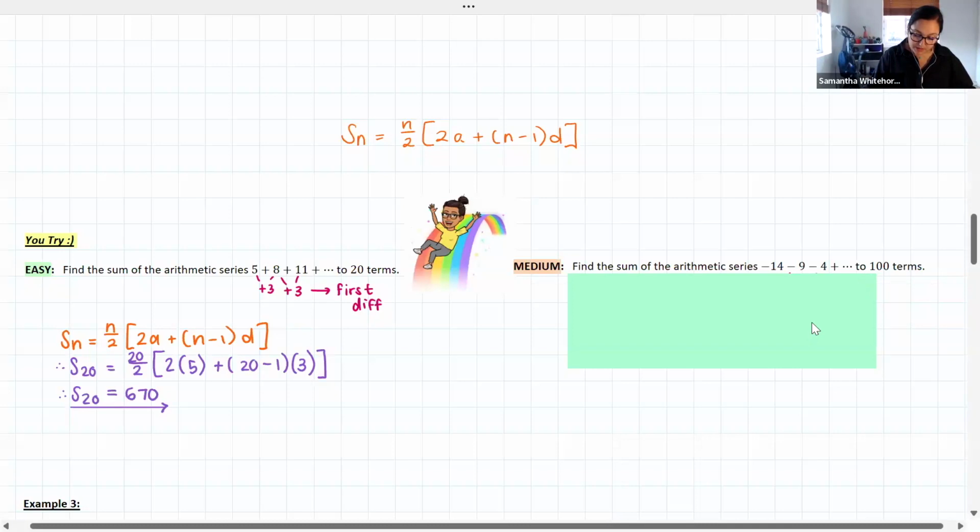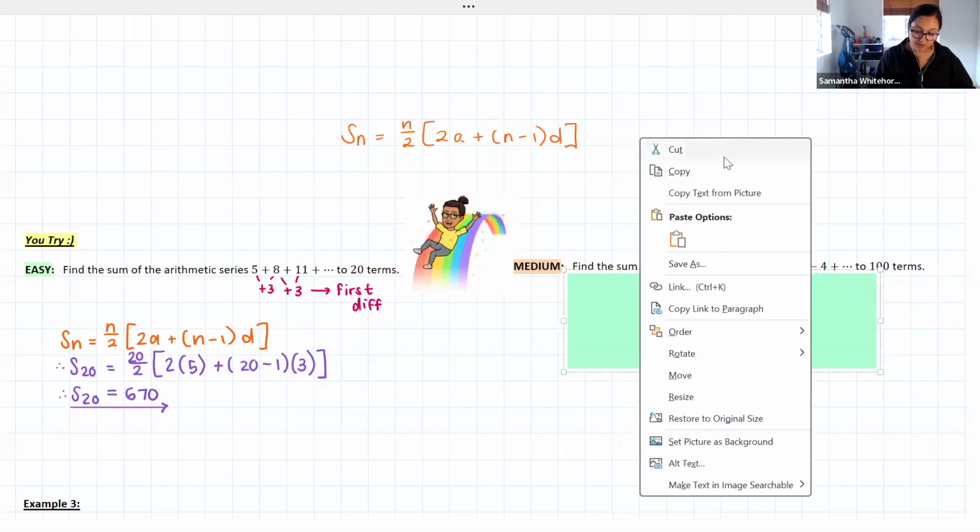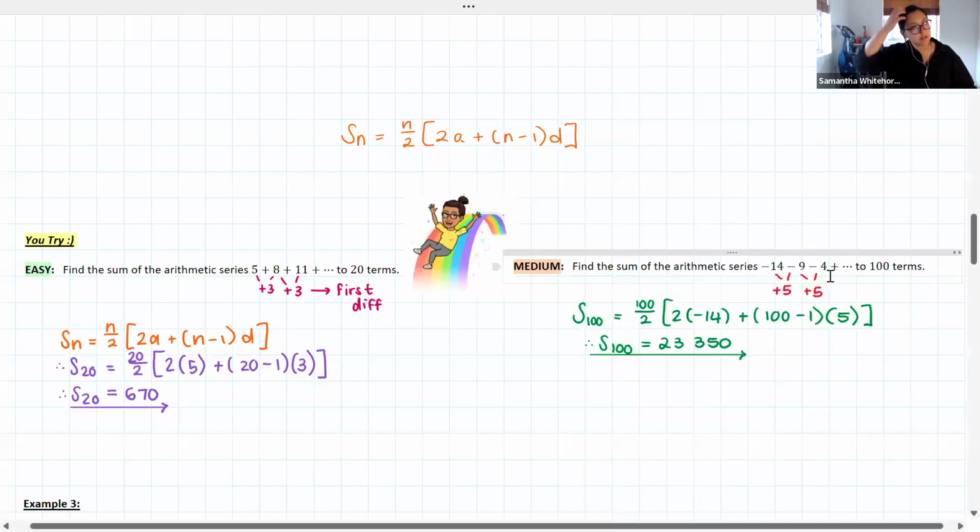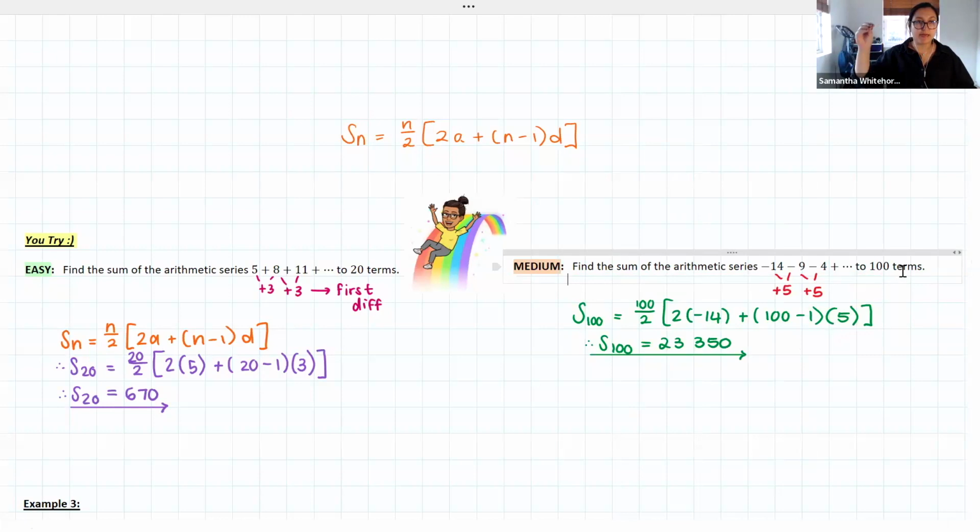Right, if you did the medium one, a similar thing. First work out your first difference. Now guys, this was a slightly harder one because of the fact that you have negative 14, negative 9, negative 4. So even though you start off with negative values, they are getting less and less negative as we move from term to term. So we are adding a value in order to get from one term to the next. And in this case, we were adding 5.